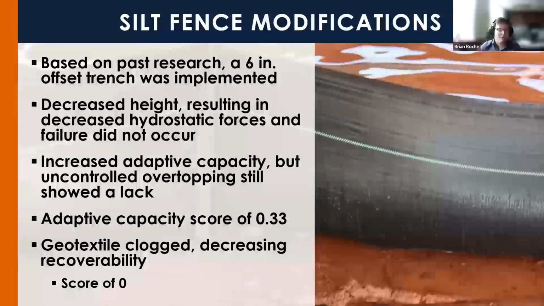To prevent failure, we implemented a 6-inch offset trench that decreased the height of installation, resulting in decreased forces on that installation and preventing failure under those disruptive conditions. We found that increased adaptive capacity, but that overtopping was in an uncontrolled manner, which still showed a lack of adaptive capacity, indicating that qualitative analysis would have it at about 0.33. We also found that the geotextile became clogged with sediment, so that impoundment remained upstream for extended periods of time, showing a lack of recoverability.